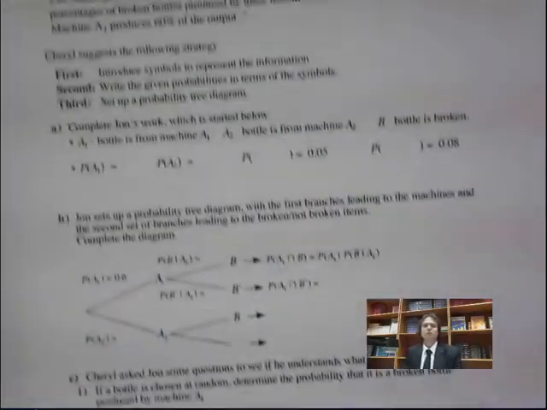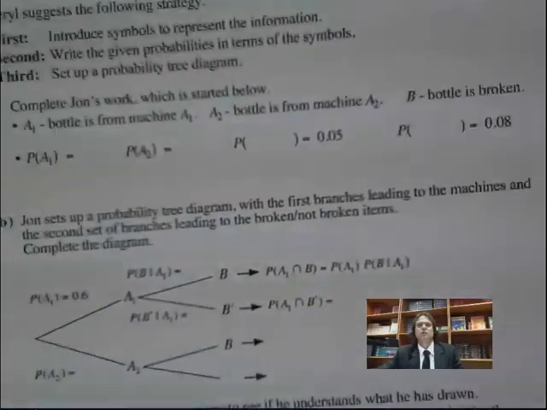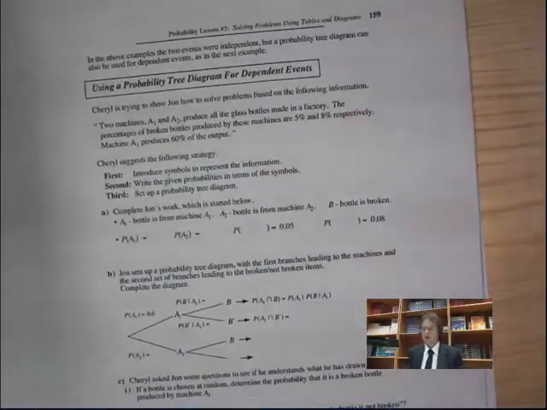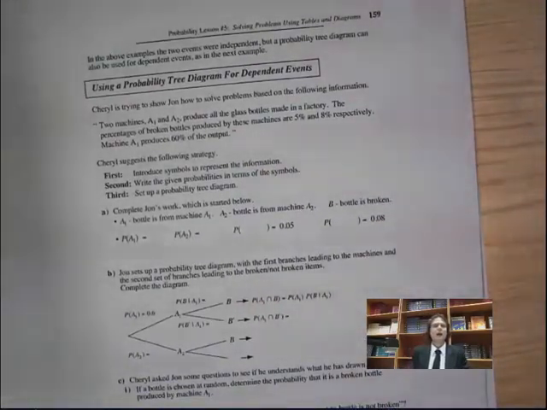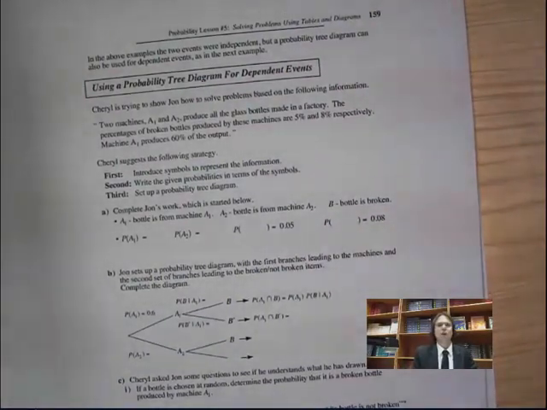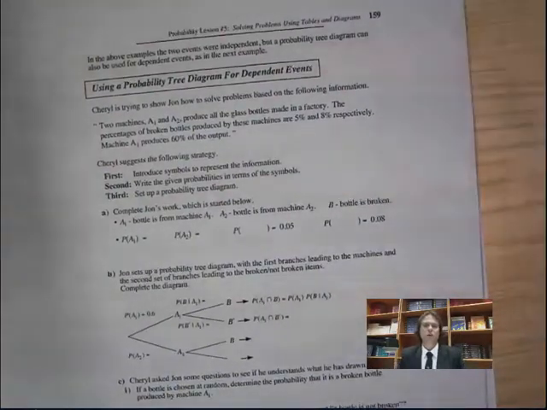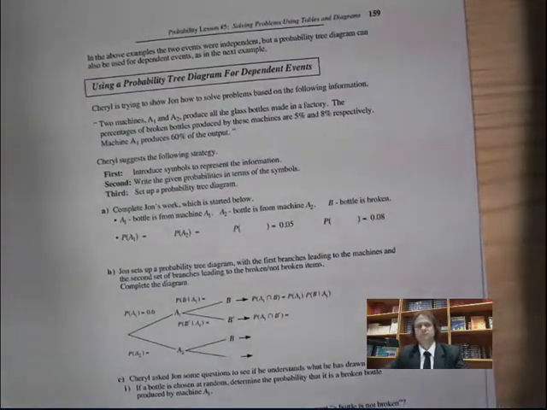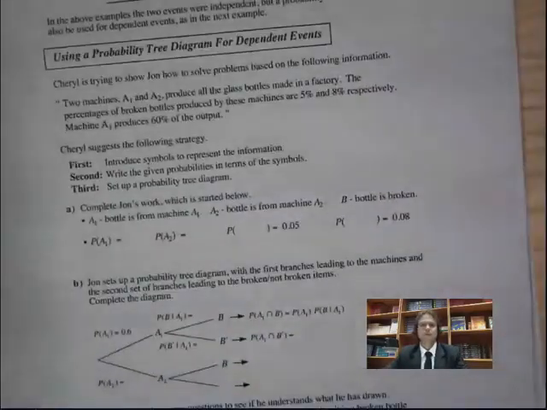So now we are going to look at the probability tree for dependent events. The first one here is two machines, A1 and A2, that produce all the glass bottles made in a factory. The percentages of broken bottles produced by these machines are 5% and 8% respectively. Machine A produces 60% of the output. I'll just zoom in a little bit more so we can read.